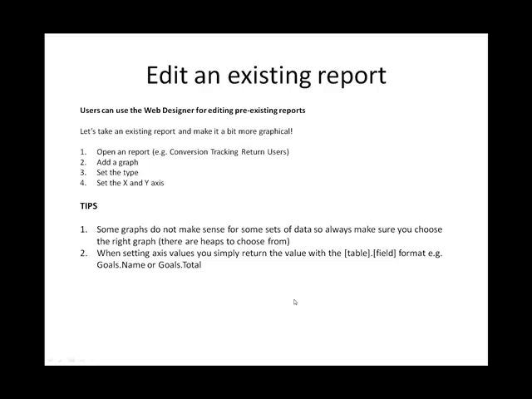So, just a couple of tips. Some graphs do not make sense for some sets of data, so always make sure you choose the right graph. Of course, there are plenty of different types of graphs to choose from. When setting axes values, you simply return the value with the table.field format. So for example, you've got the goals table that exists within the Sitecore Analytics database. It has a column called name and total on it.